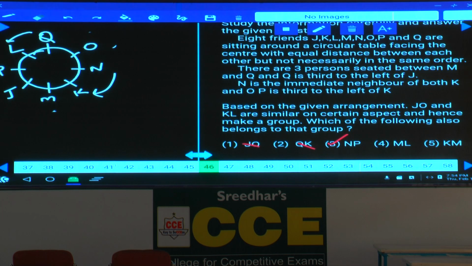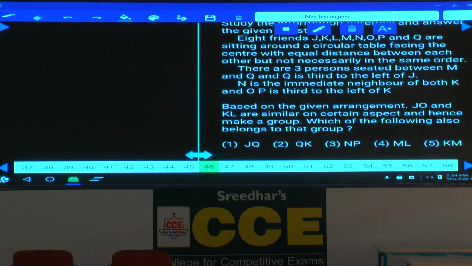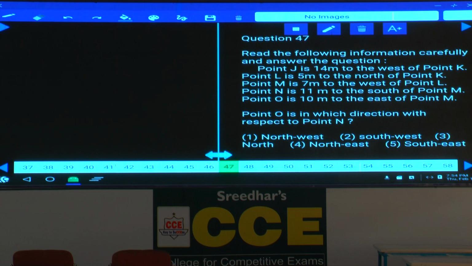Then 47 onwards. Now in this question number 47, what is the information here? 47 to 49. These 3 are based on directions. Now J is 14 meters to the west of K. K is here and J is how many meters? 14 meters. J is 14 meters to the west of K and L is 5 meters to the north of K. K is here. Now if this is L, how many meters? L is 5 meters to the north of K.